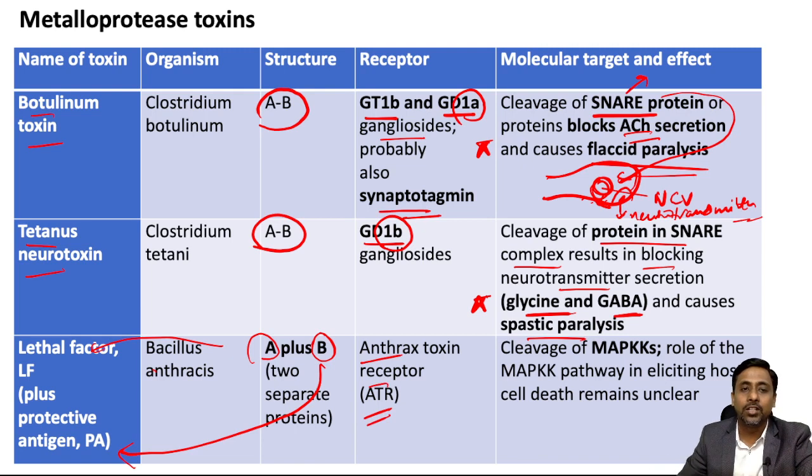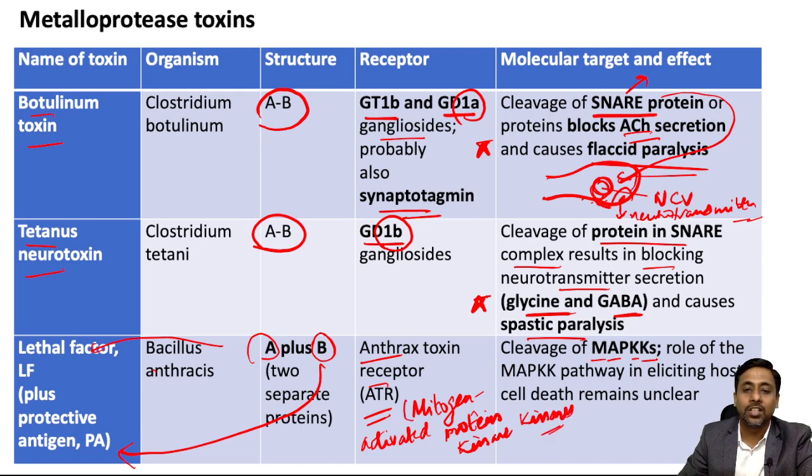And what it will do, it will lead to cleavage of MAPKKs. What is that? MAPKKs is basically mitogen activated protein kinase kinases. Okay. So when these mitogen activated protein kinases are cleaved, it will lead to cell death. But how it is leading to cell death, that pathway is still unclear. Okay, so only remember that this lethal factor acts by cleaving MAPKKs.